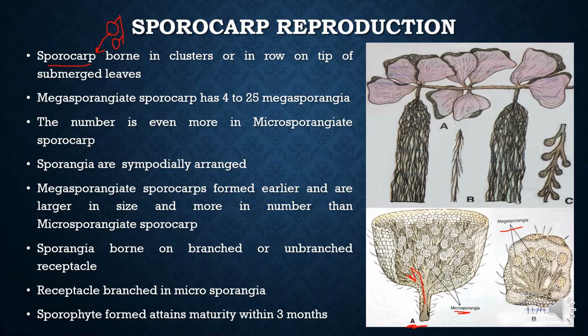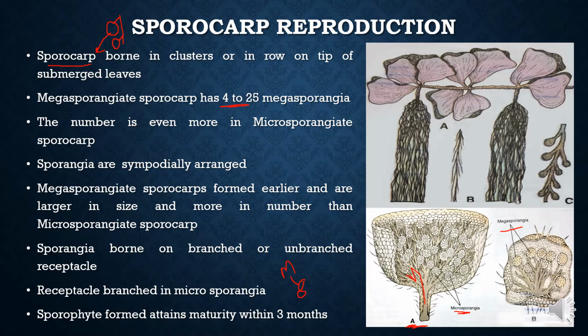So there are two types of sporocarp, megasporangiate and microsporangiate, and each of these sporangia inside the sporocarp produces spores. The megasporangiate sporocarp contains, for example, 4 to 25 megasporangia depending upon the species.